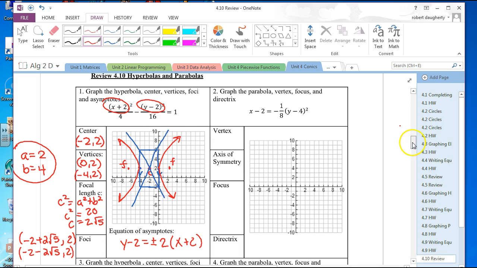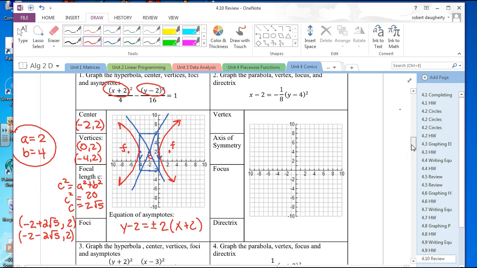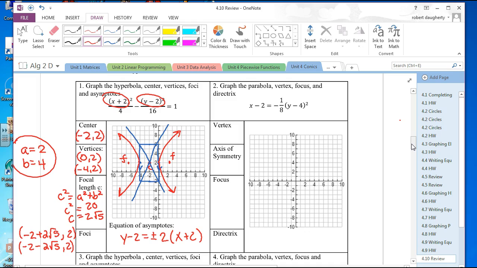Problem number 2 is a parabola. You recognize here that the y is the squared term. That means for every x, I'm going to have 2 y's. So this parabola either looks like this, or it looks like this. Okay, it is a horizontal parabola, either opening to the left or opening to the right. Okay, so the vertex is going to be at 2, 4. So 1, 2, and 4 is right here.